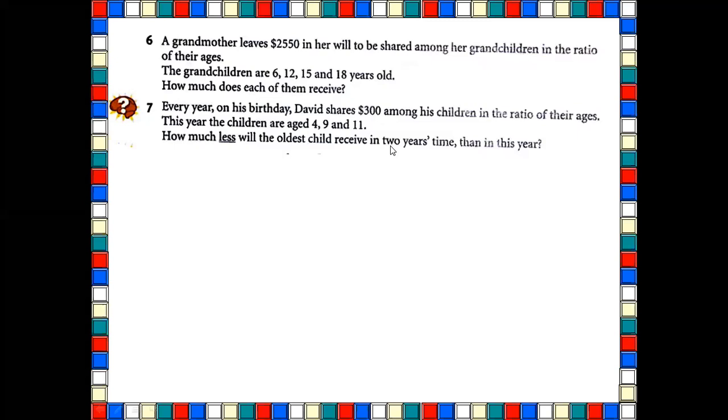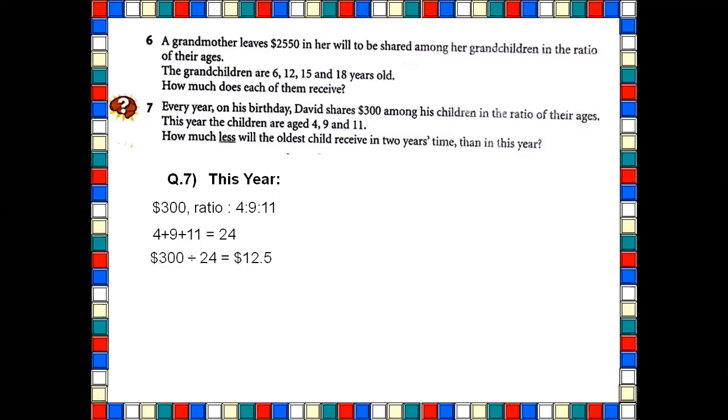Let's start with 4, 9, 11. We're going to add 4, 9, and 11, which is 24. Now we divide 300 by 24, and we get $12.50. Now we multiply each number by 12.5. Excellent.